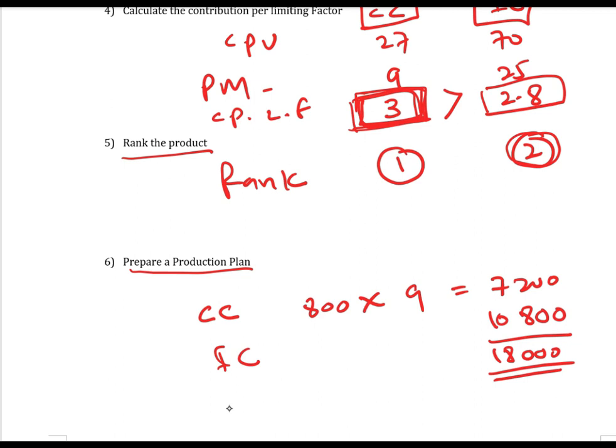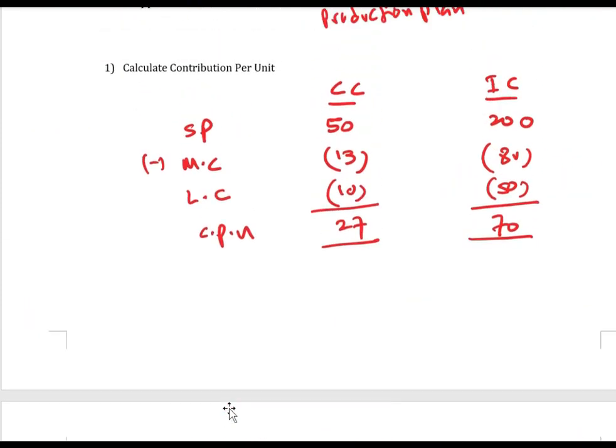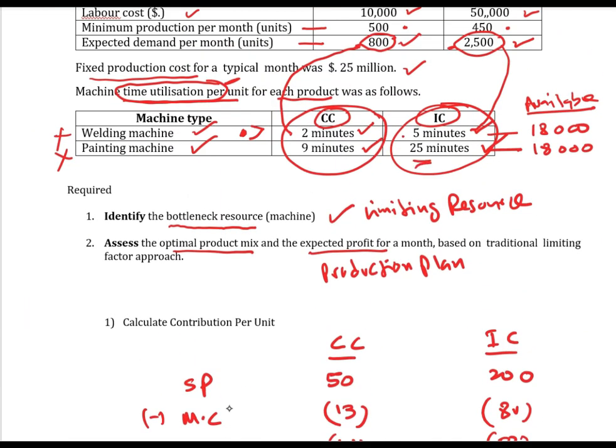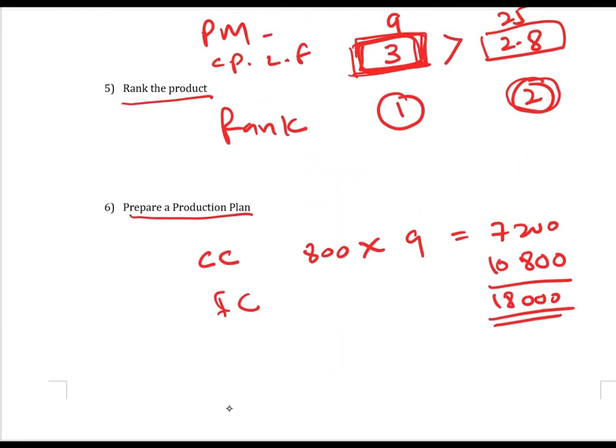To produce one IC, how many minutes are required? 25 minutes. So you simply divide 10,800 by 25 minutes, and you can calculate the production of 432 units. So basically you need to produce 800 units of CC and 432 units of IC.